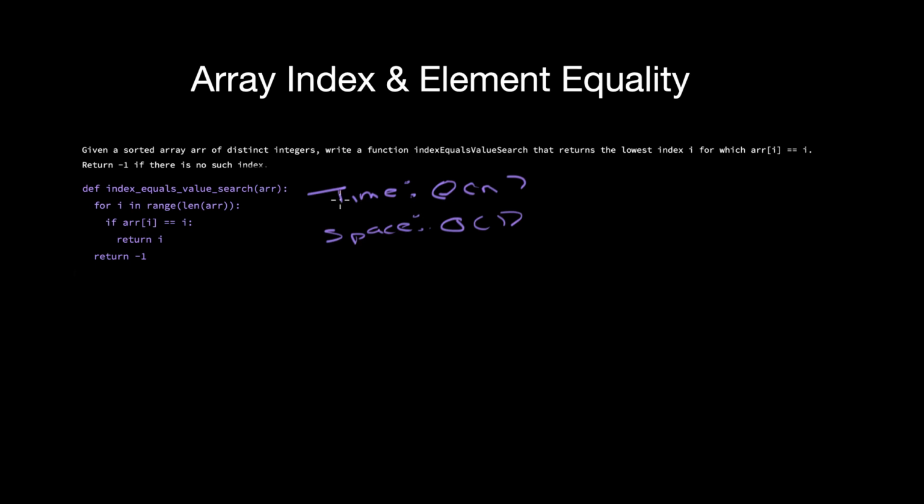Now this can work. There's nothing wrong with this solution. It does get you what you want. However, it doesn't take advantage of the fact that the array itself is sorted. Typically, whenever you see a sorted array, you want to use binary search. And this is actually very applicable here. So let's see what binary search will get us.